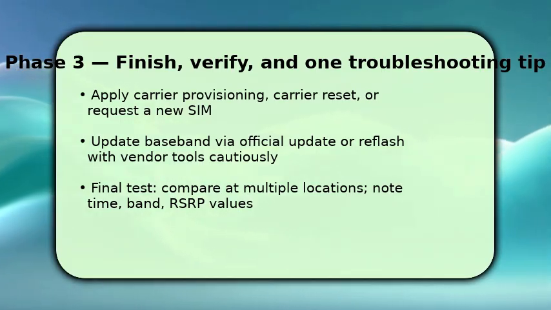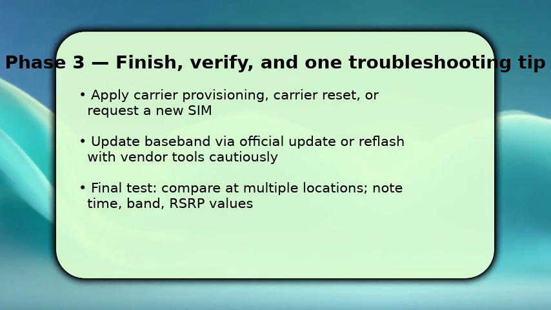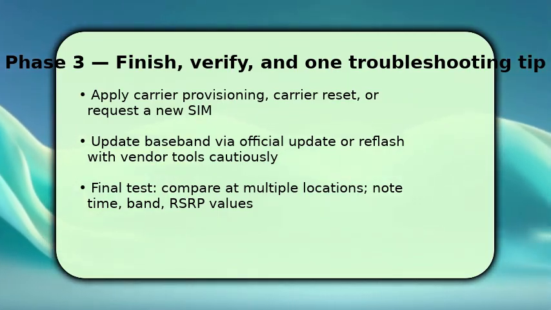Once complete, retest in multiple locations and document band and RSRP readings so you can show the carrier proof. If things go wrong, the single most useful tip is to capture field test logs and timestamps before any resets.